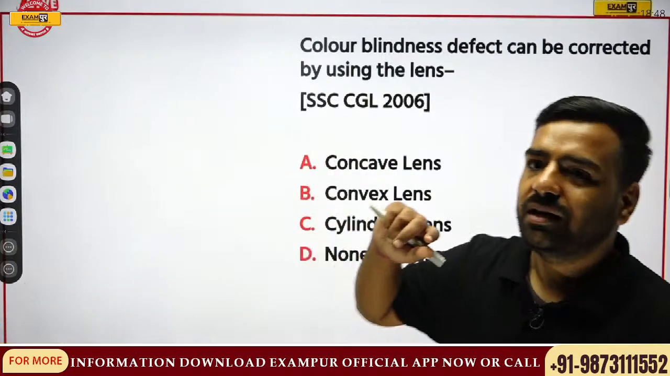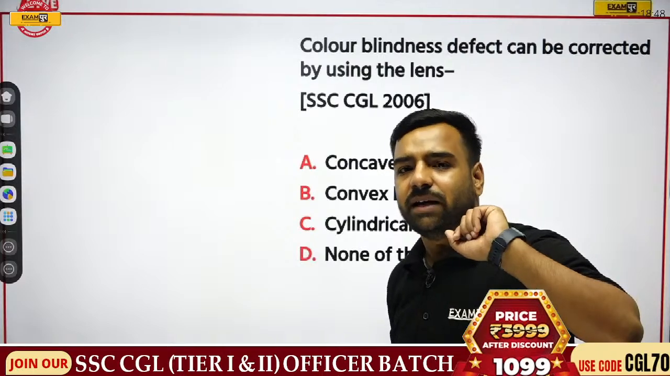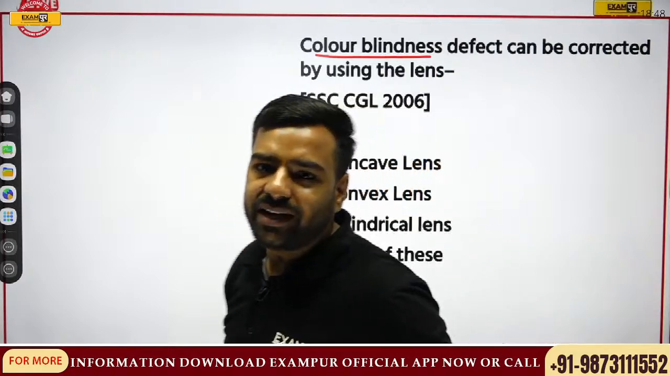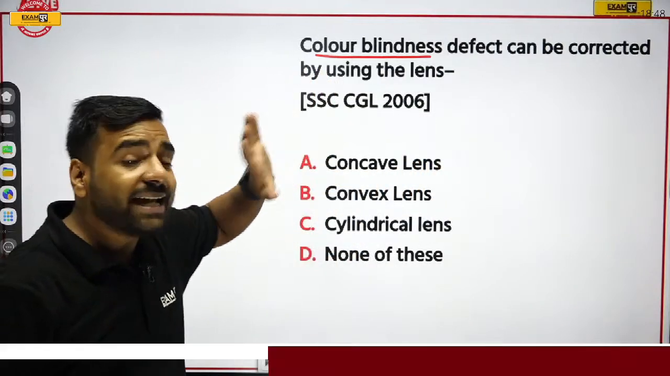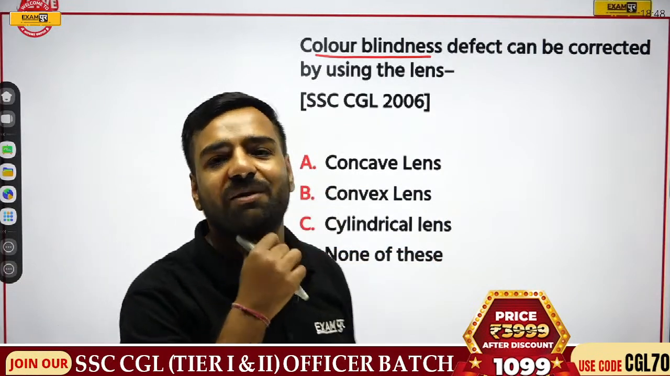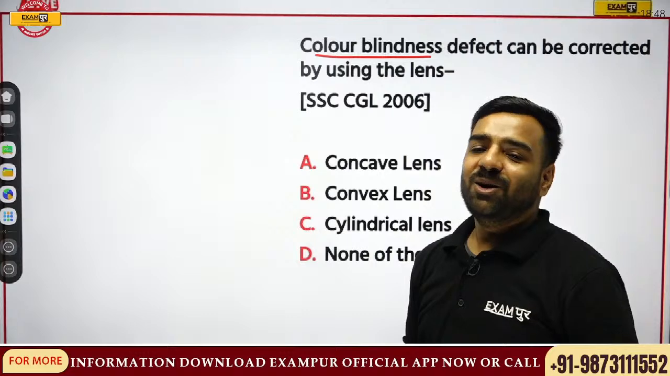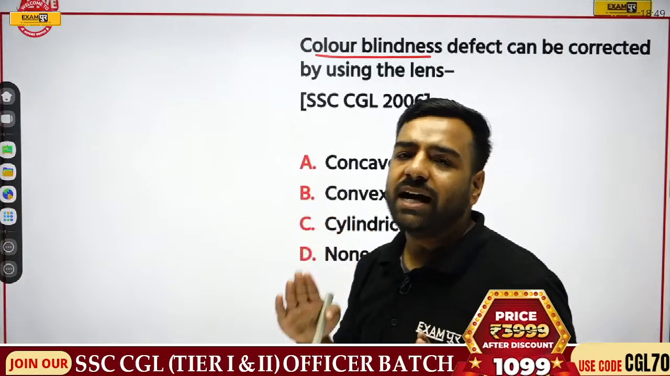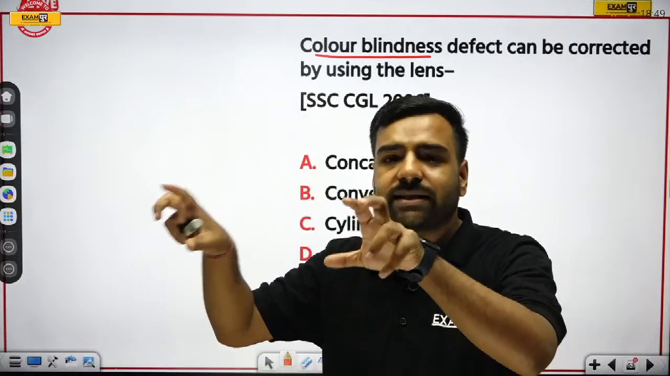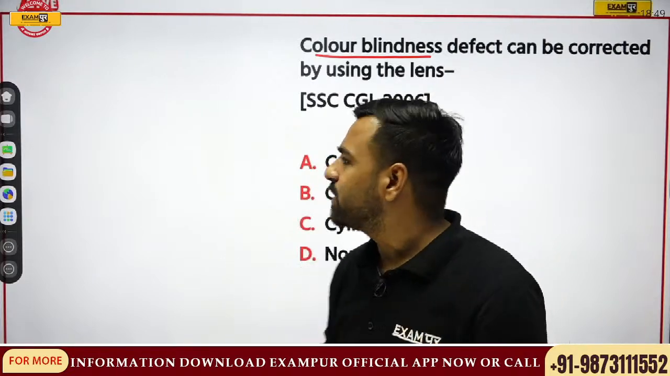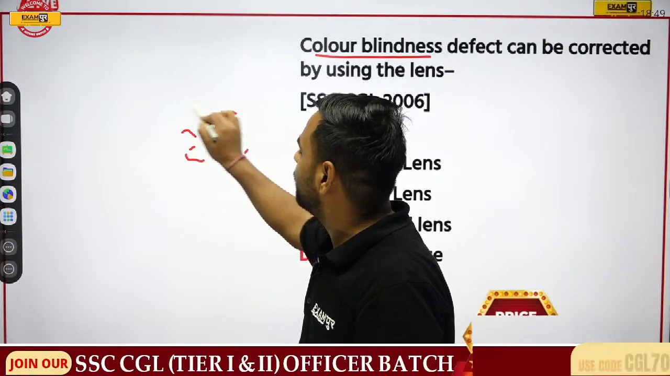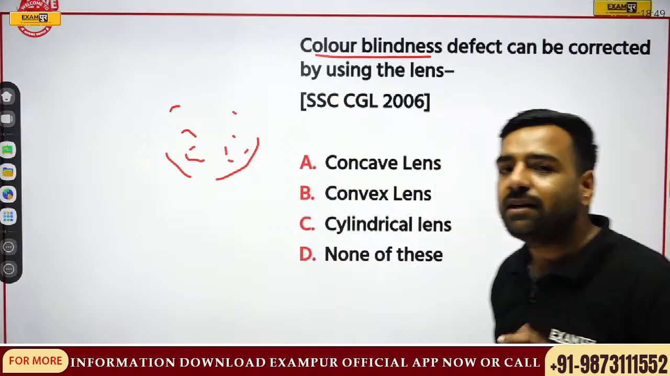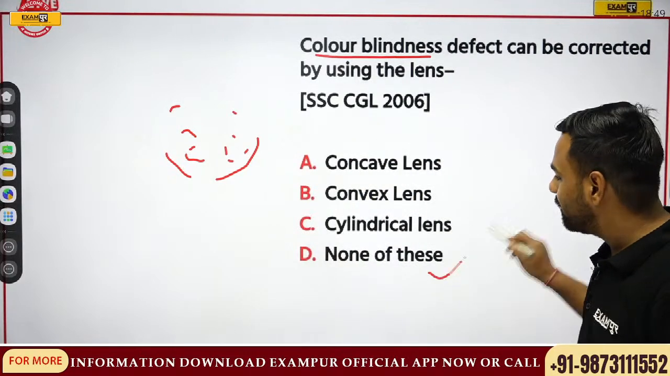Ilma is thinking, sir, is it none? See, what is color blindness? Color blindness is an issue where you are not able to distinguish between two different colors, right? So when I talk about color blindness, it cannot be cleared. You must have seen a number written with point-like structures, and we are not able to see that number. That is actually color blindness, which cannot be corrected by using any of the lenses. So here, none of these would be the correct answer.